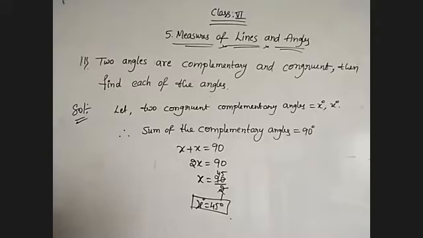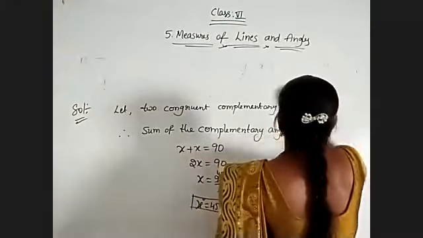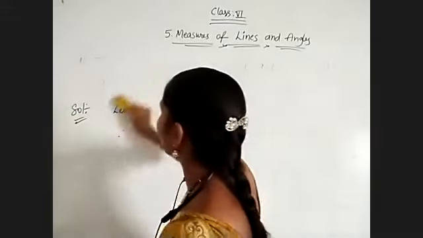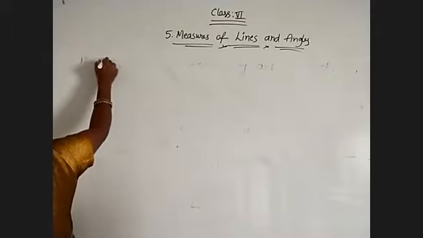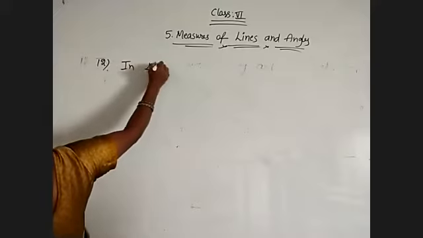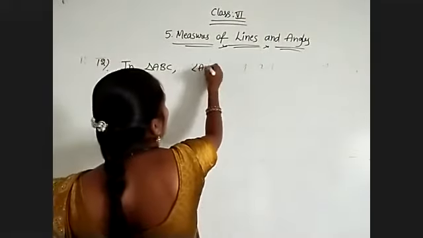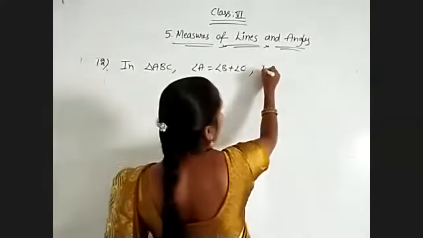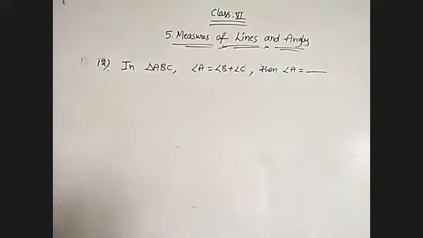Now coming to the next problem. In triangle ABC, angle A is equal to angle B plus angle C. Then angle A will be equal to how much? Okay, this is my question.